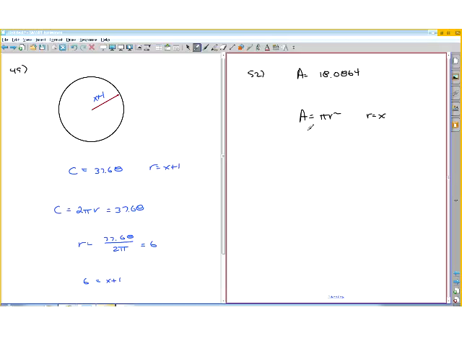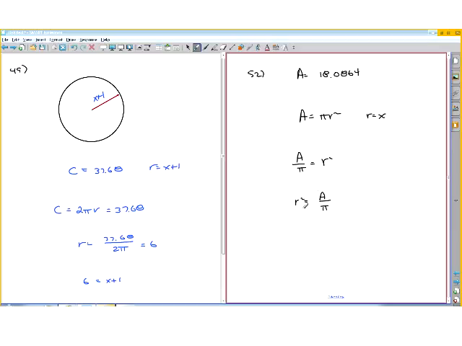So we could plug that in, but let's solve it algebraically and then plug the numbers in. If we divide both sides by pi, you cancel those out, and you get r squared equals a over pi. Okay, let's switch sides so r is on the left-hand side.